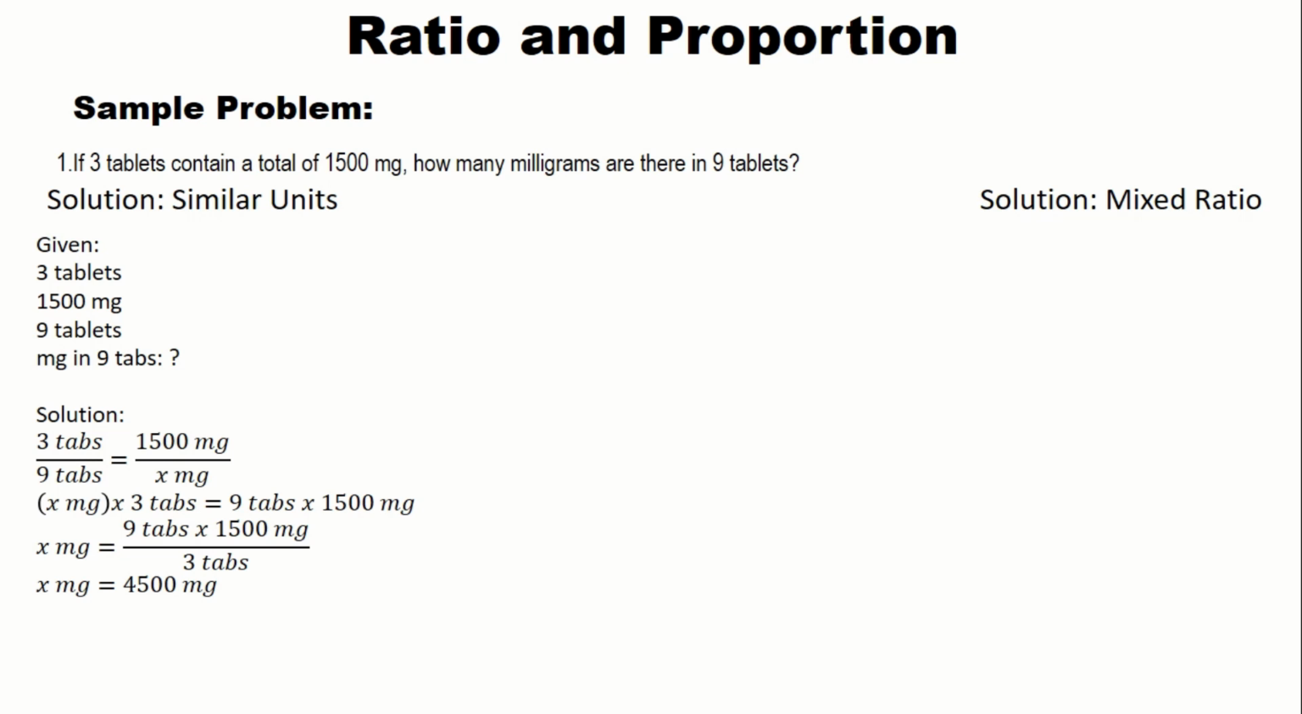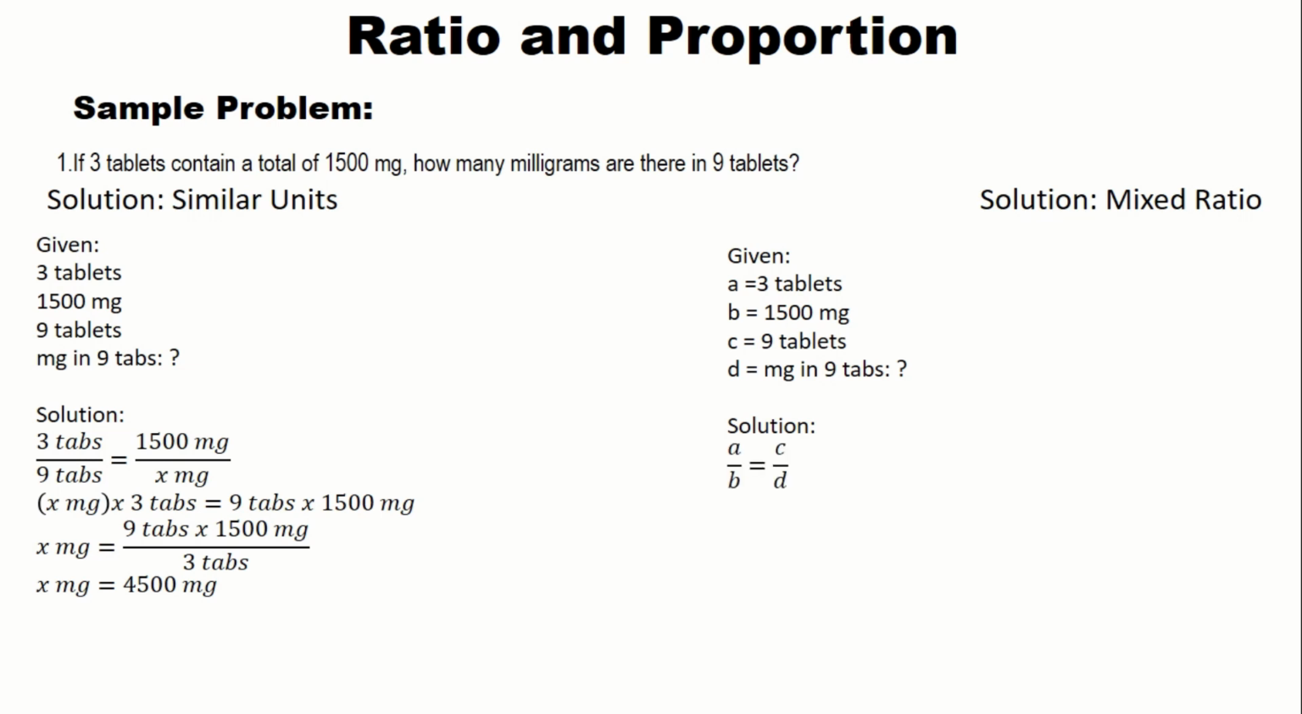Let's use now the solution for mixed ratio. So in mixed ratio, we can actually use the general formula for ratio and proportion, which is A over B equals C over D. So again, let's try to write the given, but now we will assign each given to a particular portion of the formula. So A may be assigned as 3 tablets, B is your 1,500, so ratio of a whole, and then 9 tablets, and then the one that is missing is the letter D.